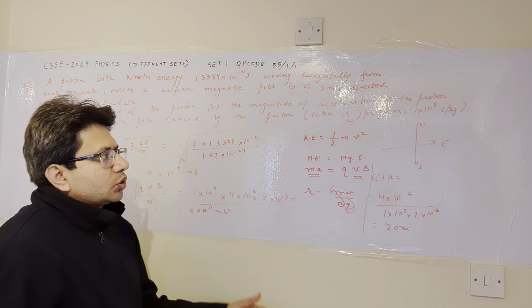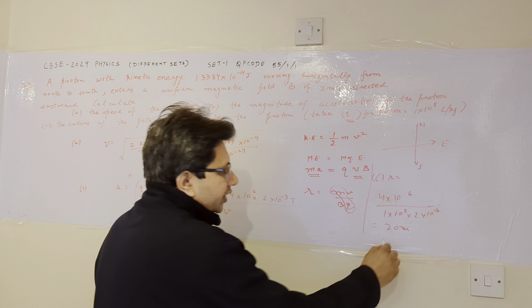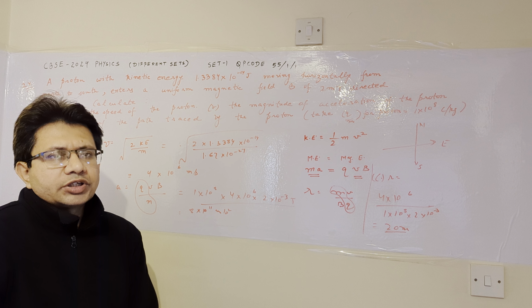So the proton traces a circular path of radius 20 meters. This is the answer of the third part of the problem.